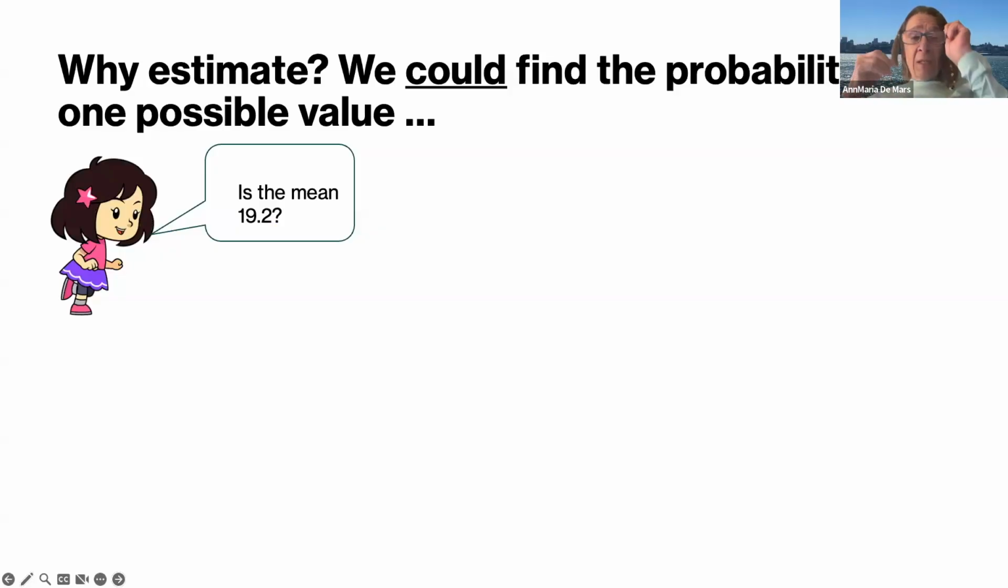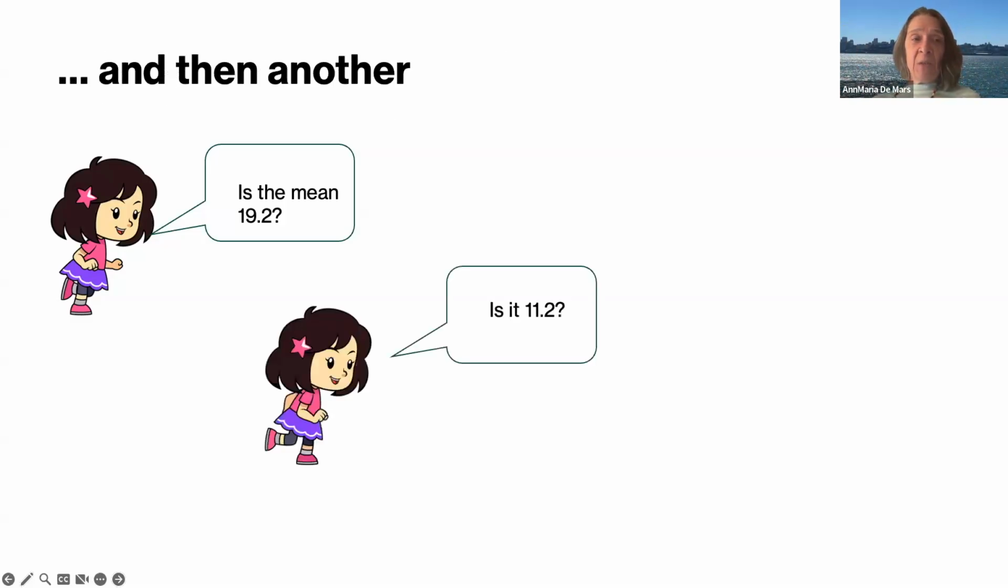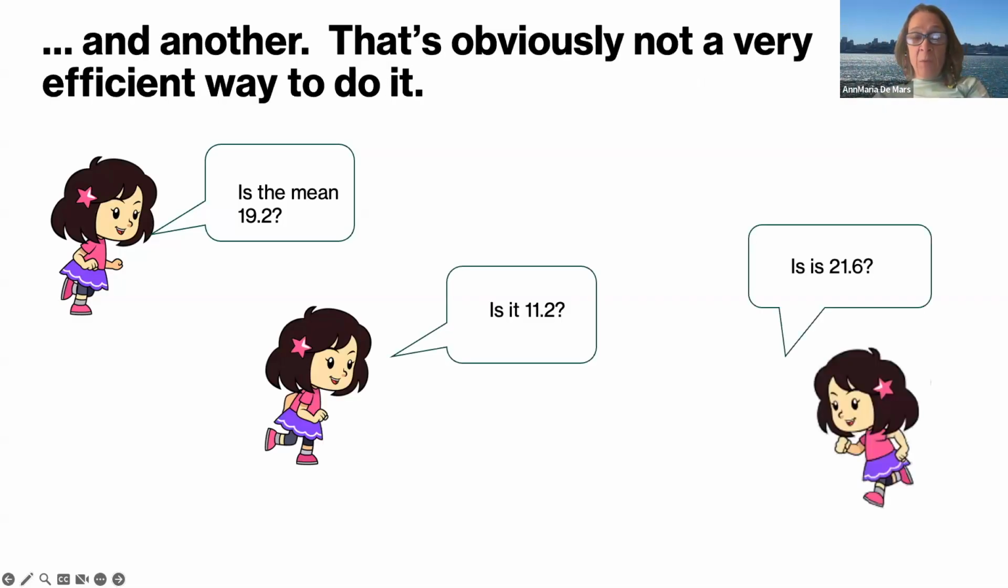Why estimate? Well, we could find the probability of one possible value, like is the mean 19.2? And we could look at the standard error of the mean and we could see how probable it is that the population mean is truly 19.2. And then we could ask, is it 11.2? And then we could ask again, is it 21.6? And we could keep on going like that forever.